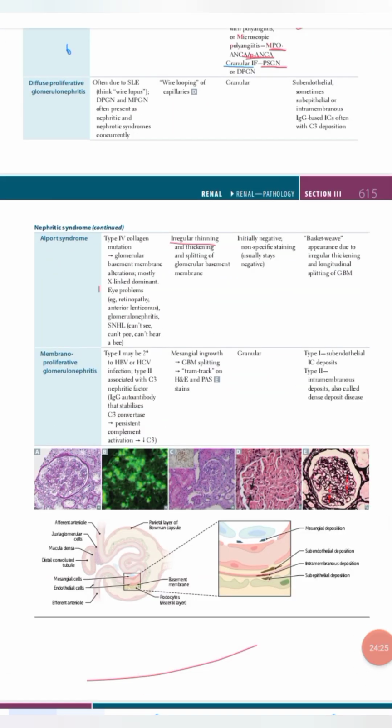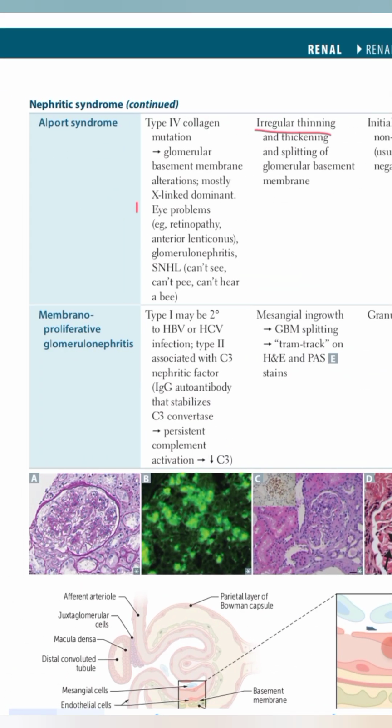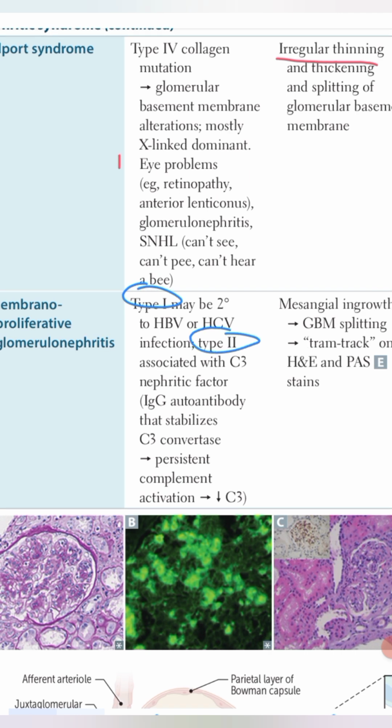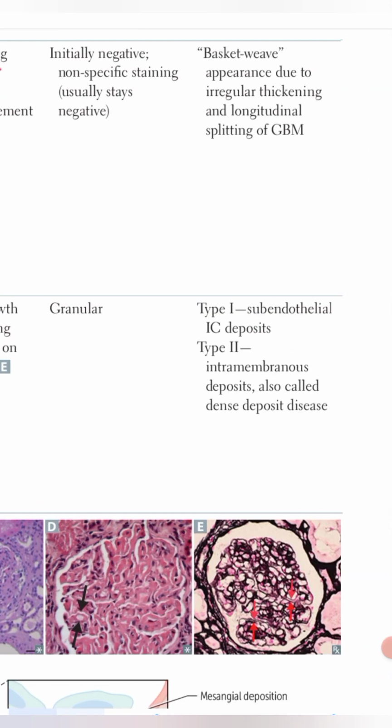Next comes the membranoproliferative glomerulonephritis. There are two types, type 1 and type 2. Type 1 may be secondary to hepatitis B or C, and type 2 is associated with C3 nephritic factor, IgG autoantibodies that stabilize C3 convertase. There is persistent complement activation and decrease in C3. Basically, type 1 is secondary due to infections, and type 2 is associated with C3 glomerulopathies, and it is also known as dense deposit disease.